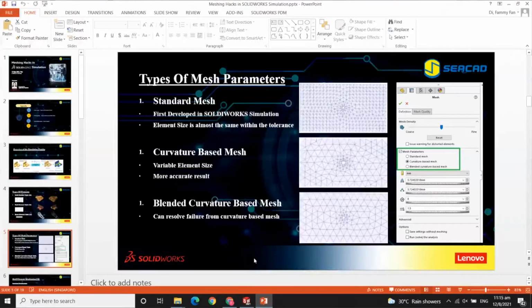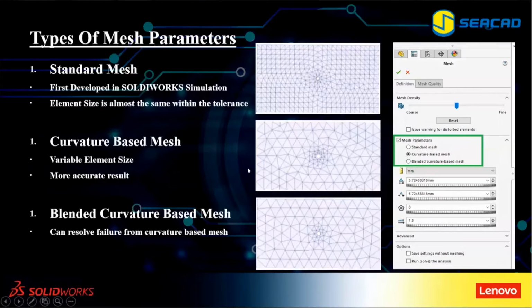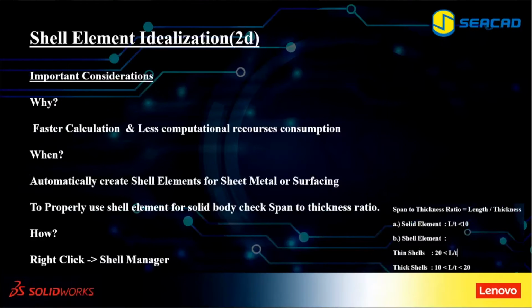Okay, so these are the types of mesh parameters. Now we move to the next topic, the shell element idealization. Sometimes we need to use the shell element, but why should we? What is the shell element?